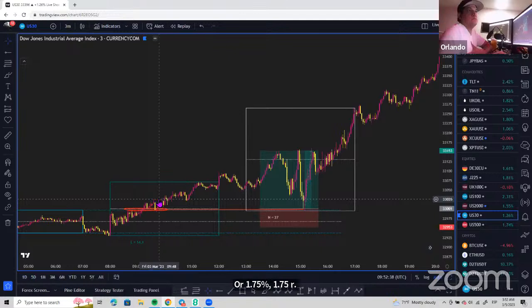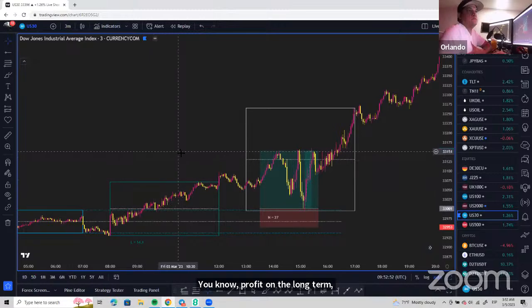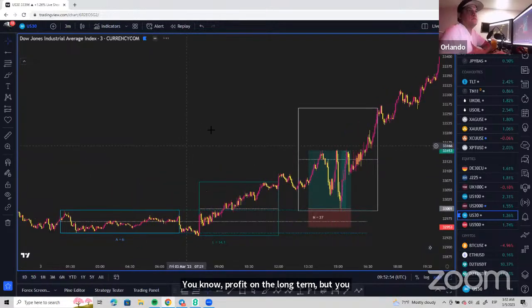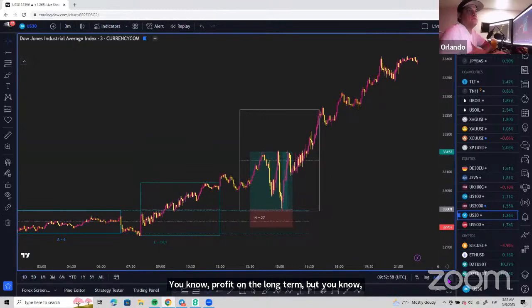And the reason that I do that is because data shows that it yields profit in the long term. But letting runners go is always a good thing. Guys, do you have any questions?